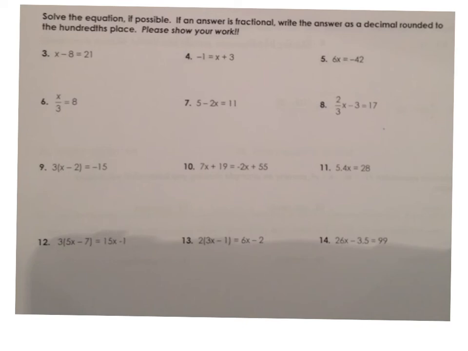Okay, number 3, it says solve the equation if possible. If an answer is fractional, write the answer as a decimal rounded to the hundredths place. So in order to get x by itself, I'm going to do the opposite or the inverse of minus 8. I'm going to add 8 to both sides. That gives me x is equal to 29.